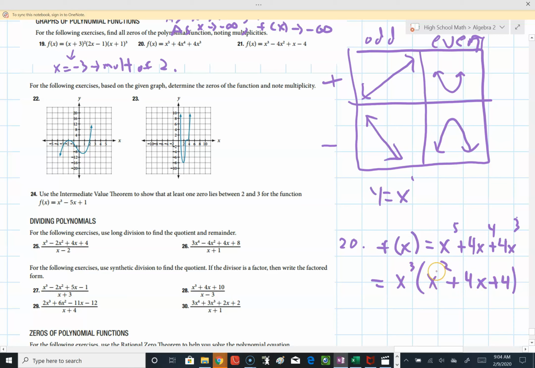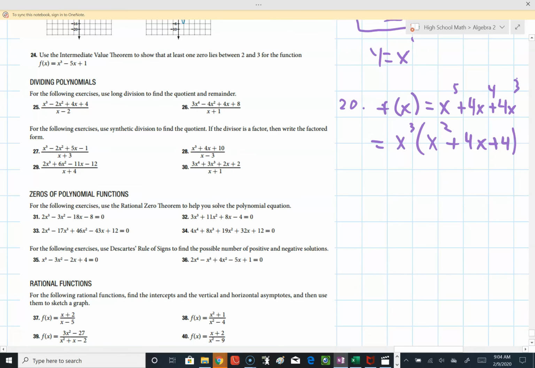X cubed times x squared is x to the 5th. X cubed times x to the 1st is x to the 4th. X cubed times 4 is 4x cubed. Note that since we factored out an x cubed, they all went down by 3. The 5 exponent becomes 2, 4 becomes 1, and 3 is none.